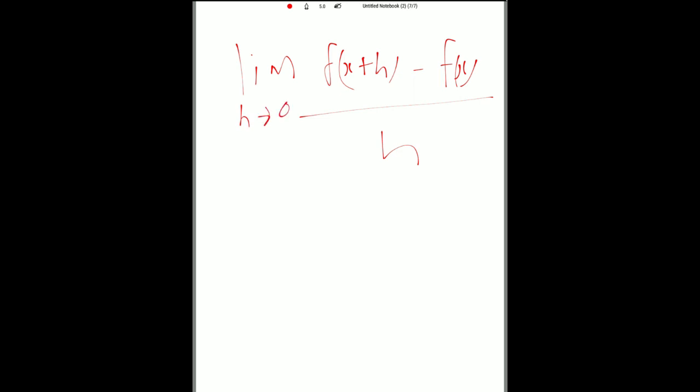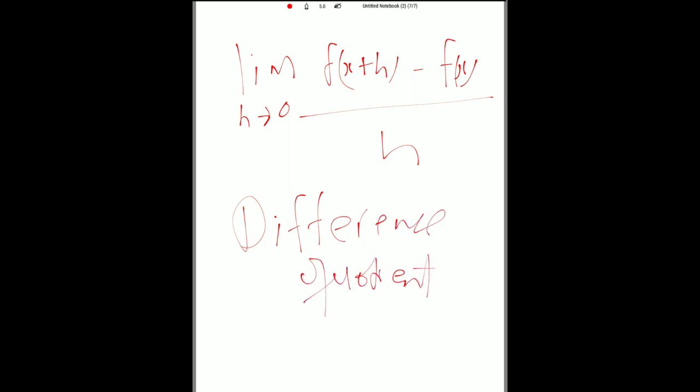So what we call this limit is the difference quotient. And this is something that is extremely important for you to remember. You are finding the instantaneous rate of change. And in order to find the instantaneous rate of change, you have to use this expression, the limit of f of x plus h minus f of x all over h as h approaches 0.